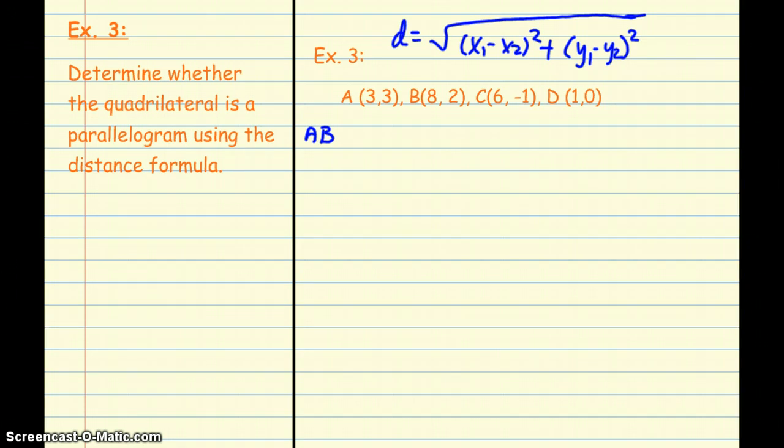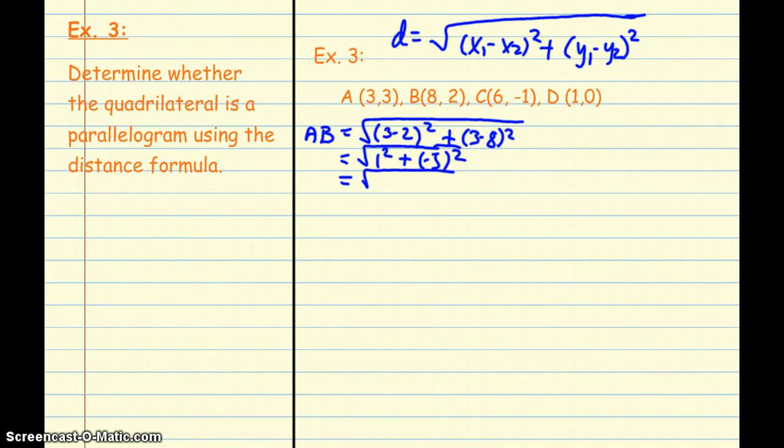So I'm going to look at AB. Again, you can pick whichever one you want to be x1 and x2. In this case, I'm just going to do 3 minus 2 squared plus 3 minus 8 squared. 3 minus 2 is 1, plus 3 minus 8 is negative 5. And so I square them, I get 1 plus 25. And so I get the square root of 26 as the length of AB.